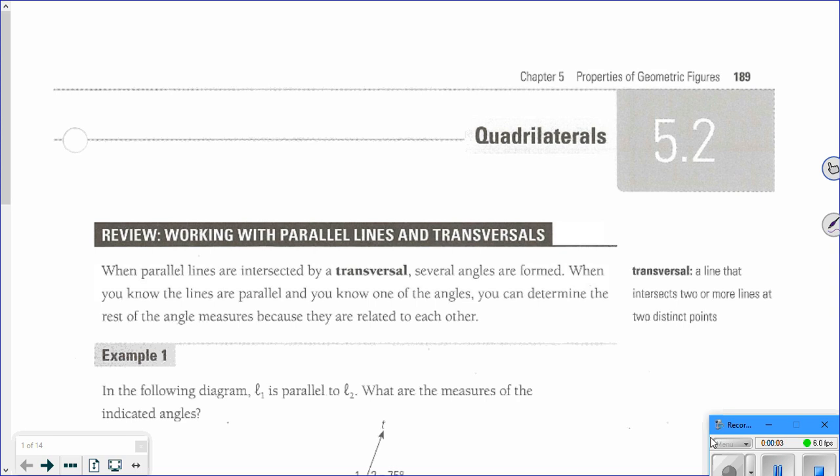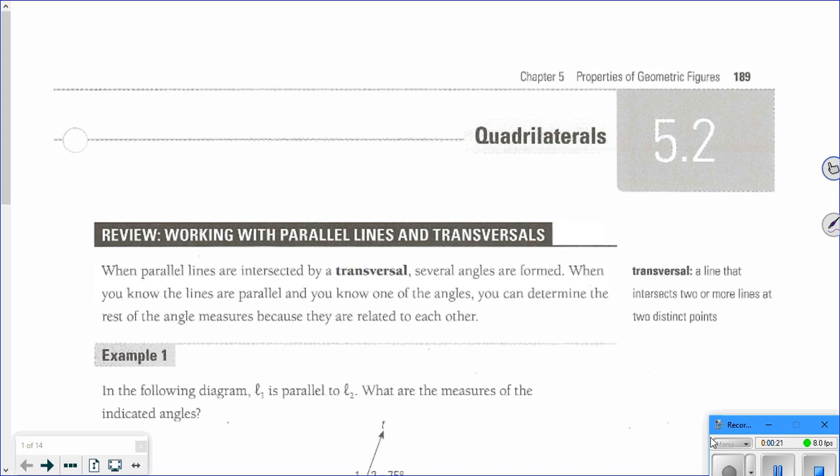Okay guys, we're going to get started with 5.2, which is all about quadrilaterals. Some of the stuff might be vaguely familiar, some of it is actually from elementary school, most of it is new. So first of all, we're going to jump right into some new terminology.